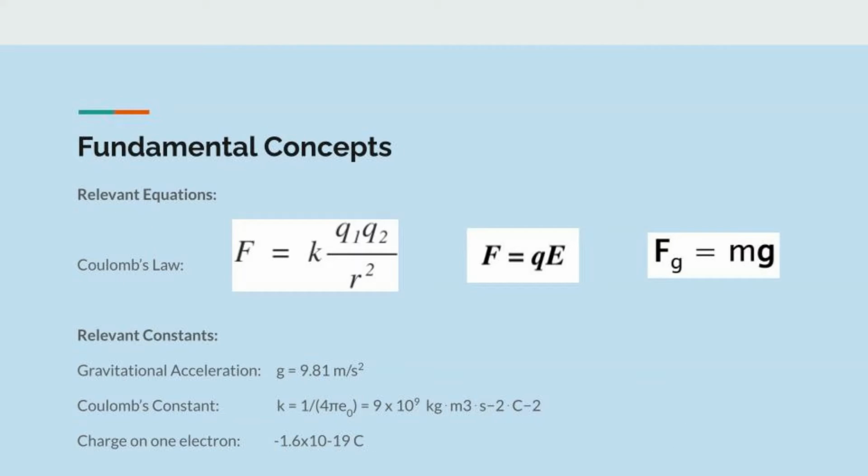Several fundamental concepts were utilized in this experiment. The first one was Coulomb's law, which allowed us to analyze the electric interaction between particles. The second one states that the force of the electric field is equal to the charge of the particle times the electric field. And the last equation says that the force of gravity is equal to the mass of the object times the gravitational acceleration. Several relevant constants were used, including gravitational acceleration, which is 9.81 meters per second squared, Coulomb's constant, which was 9 times 10 to the 9th, and the charge on one electron, which is negative 1.6 times 10 to the negative 19th coulombs.